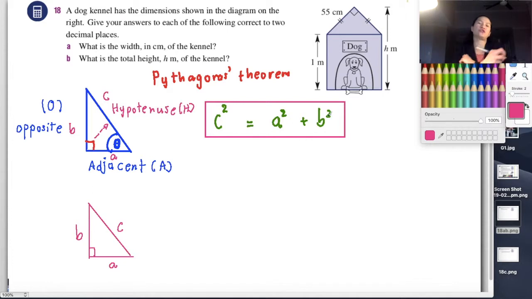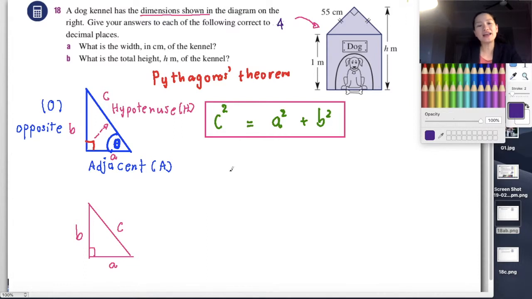Okay, now we go to our equation. Our equation says that a dog kennel, this one, has the dimensions shown in the diagram on the right. Give your answers correct to 2 decimal places. Okay, I would like to change from 2 decimal to 4 decimal. Everything that you find for me, you have to put 4 decimals. Okay, the first question, A. What is the width in centimeters of the kennel?